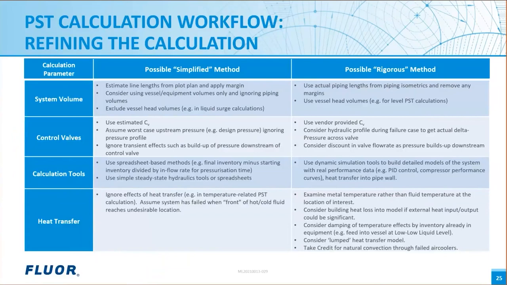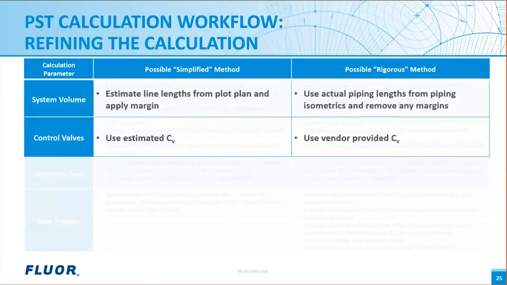These are actually available in the published paper for anyone who wishes to review them in more detail. I was just going to pick out a couple here. For example, we can pick out system volume and control valves. These are examples of ways in which we might make a calculation more rigorous.